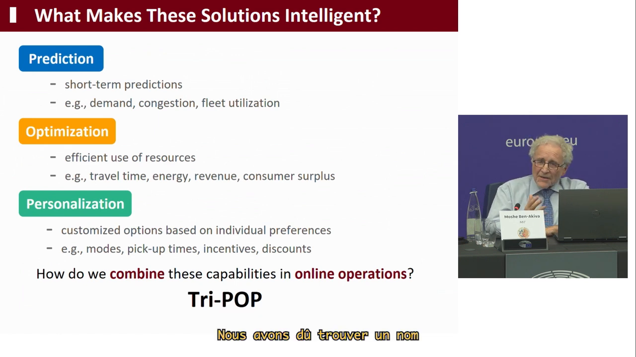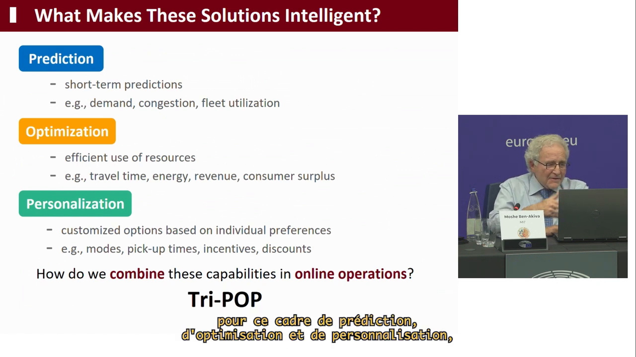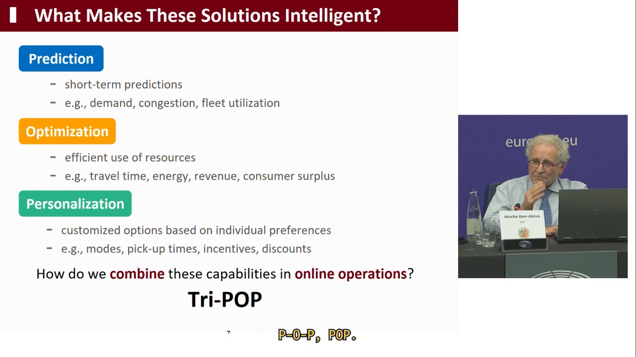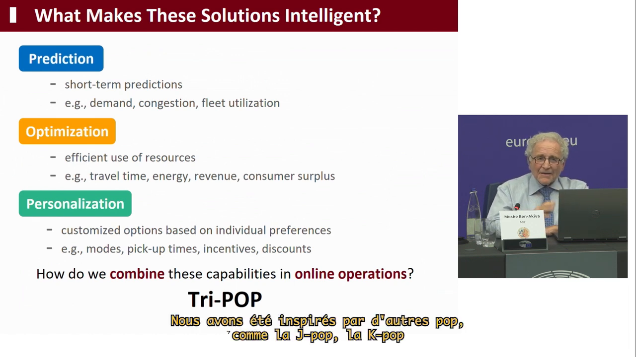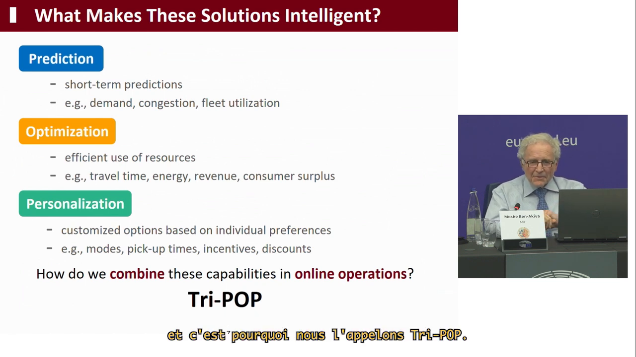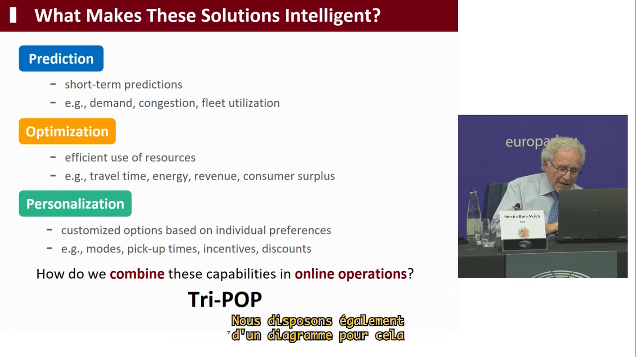And so we had to come up with a name for this framework of prediction, optimization, personalization: POP. We were inspired by other pops, like J-pop and K-pop, and so we call it Thai-pop. And we also have a diagram for that.